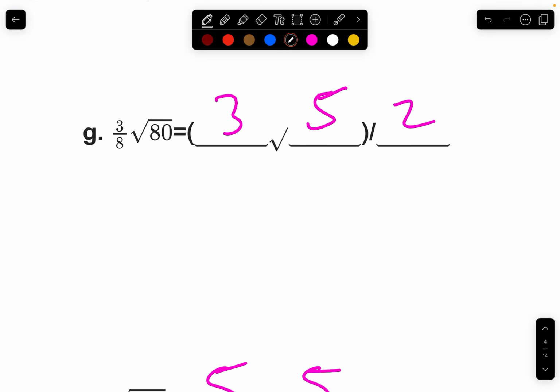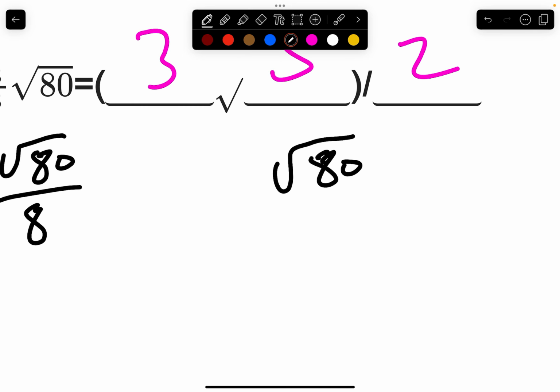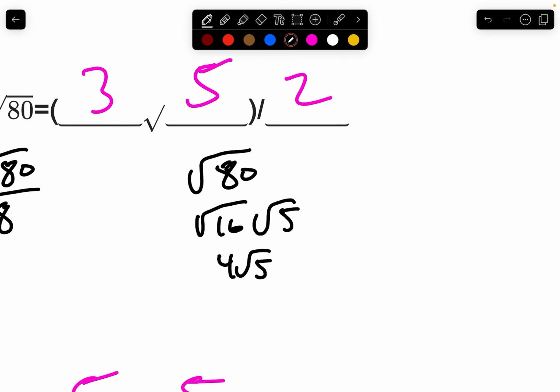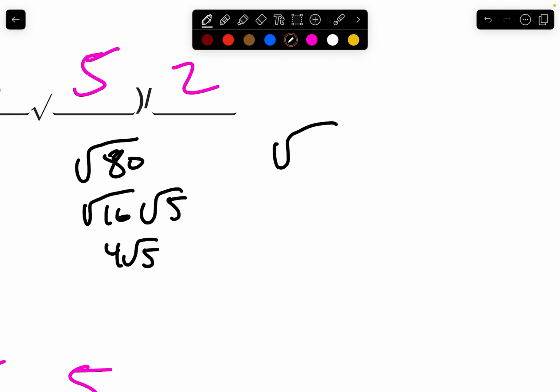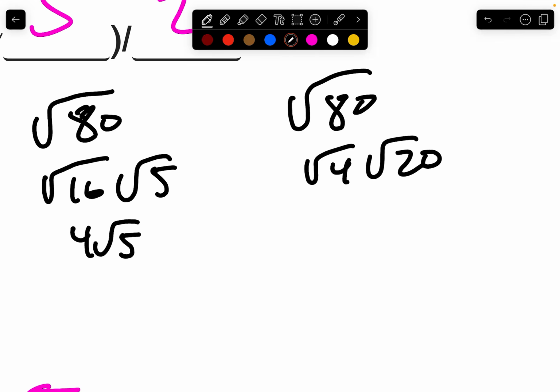All right, this is the same as 3 root 80 over 8. I would focus on the root 80, though, by itself. We need to handle root 80. There's a few ways to do it, but if you know the biggest perfect square is the square root of 16, that would be root 16 times 5. That's 4 root 5. Let's do it another way just to see it. Let's say you didn't know 16, but you did know 4. Root 4 times root 20, you would not be done yet because you can simplify root 20 more. Root 20 is root 4 times root 5.